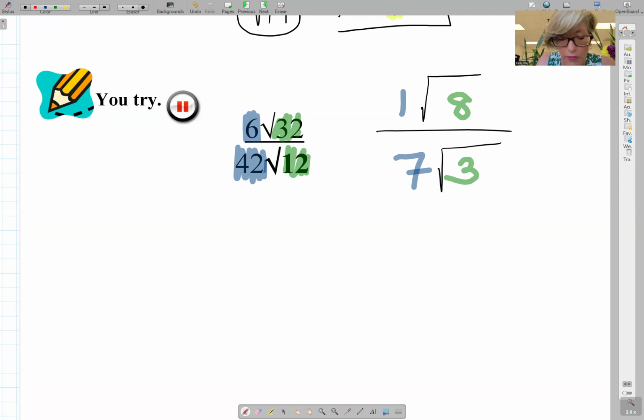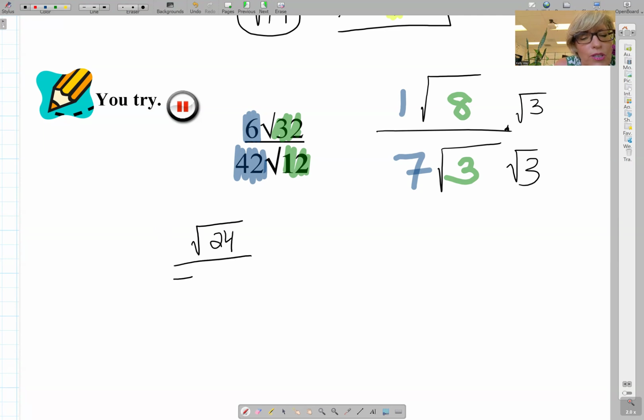Now you simplify. So we're going to multiply top and bottom by root 3 to get rid of that radical there. So what we end up with here is square root of 24 over 7 times square root of 9. We're going to factor this. I'm going to go sideways to make it easy. And that's 4 times 6, or 8 times 3, same thing. 2 and 2, 2 and 3.